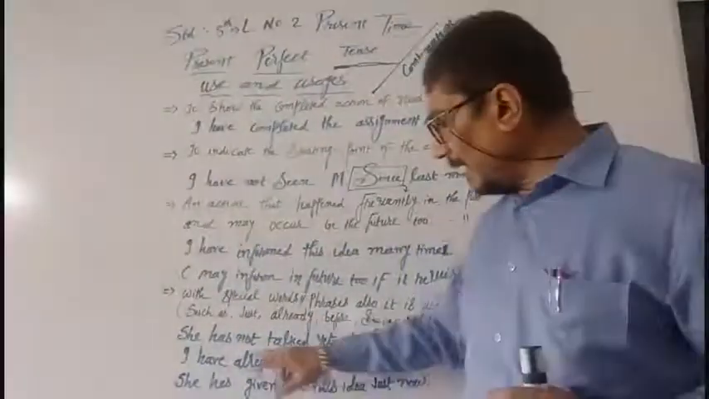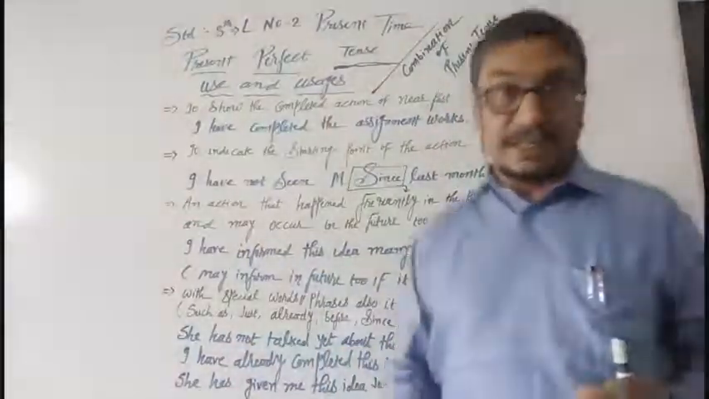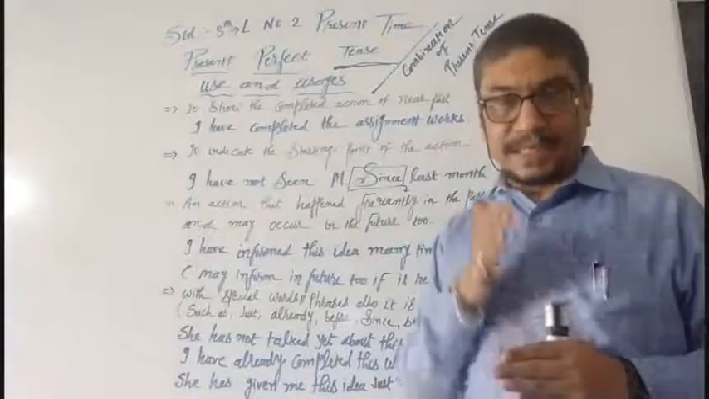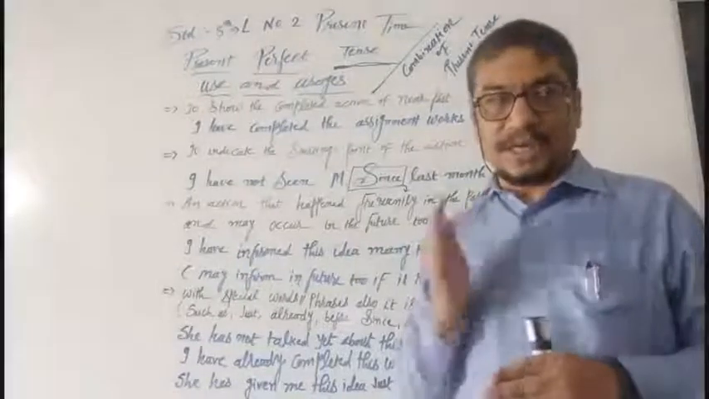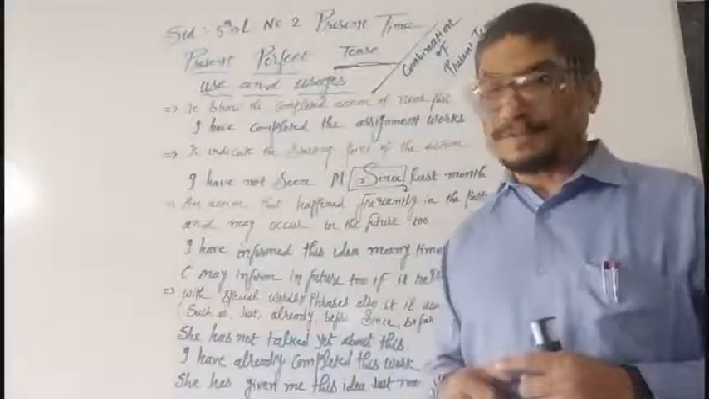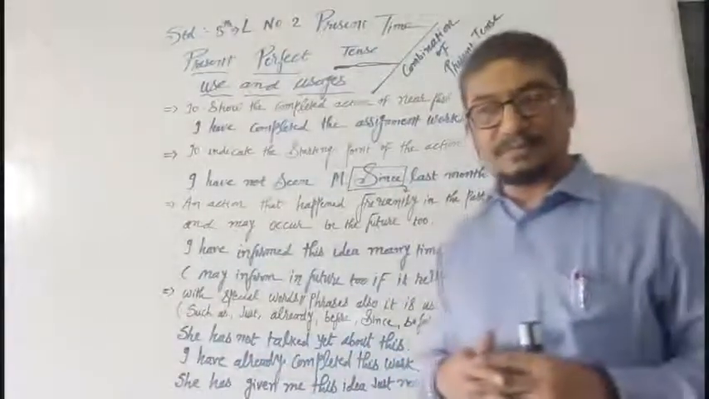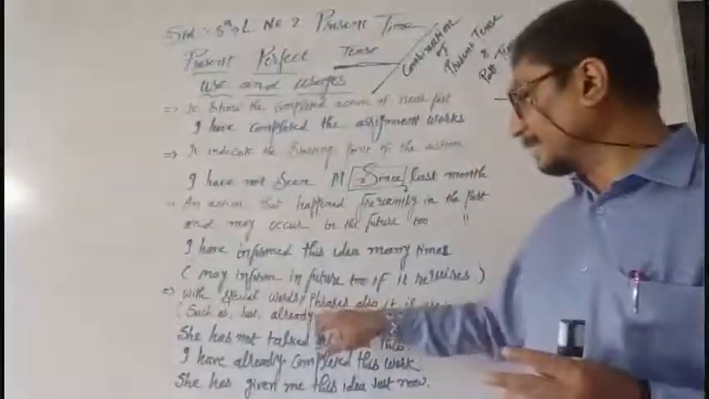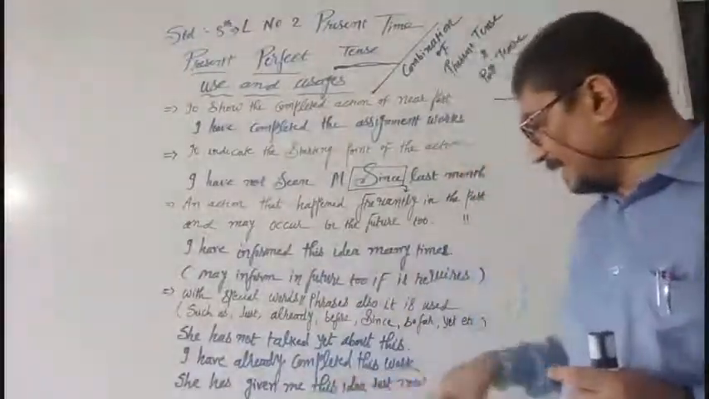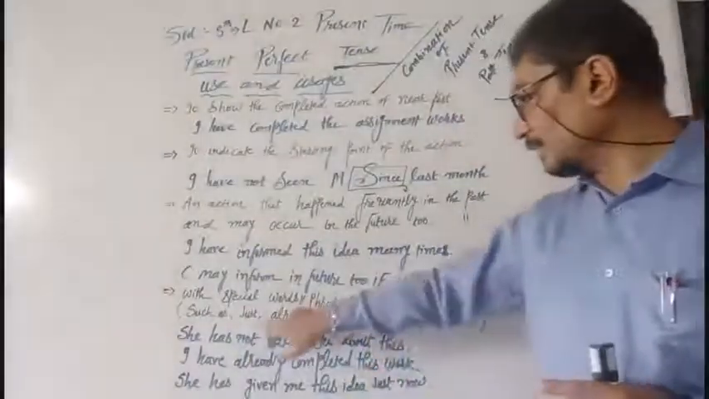I'll tell you, she has not talked yet about this. Yet about this. Time is at present. Yet. Time is not over. Yet she has not talked, because yet is used. I have already completed this work. Already is used over here. Yet is used from here. She has given me this idea just now.